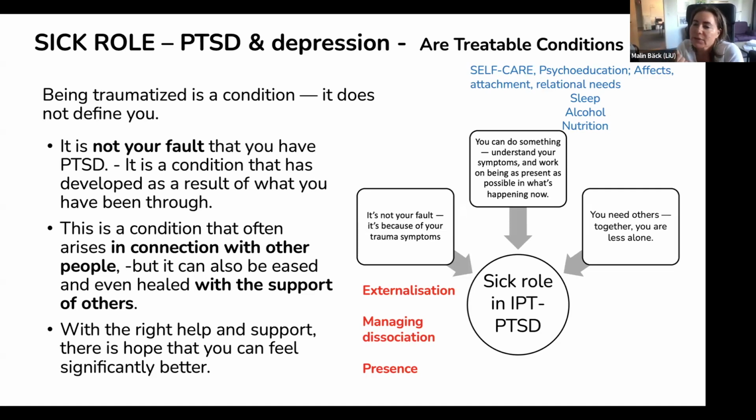We talk about attachment needs, relational needs, and regarding the sick role, we try to not blame themselves. It's always a way to work with externalization. This is not you. This is the symptoms. And some patients you need to work with how to manage when they start to dissociate, how to help them stay present if the emotions or the anxiety get so high when you talk about things that stir up a lot of emotions.